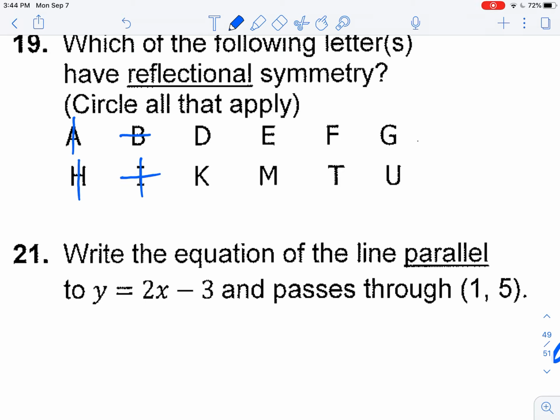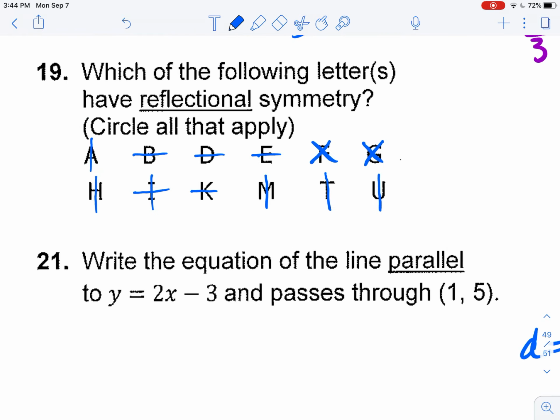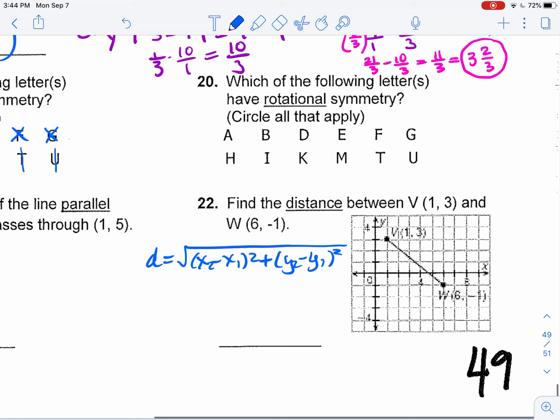So the only ones that don't are the F and the G. It didn't say over which axis. So that just means if you could fold it on itself somehow, either vertically or horizontally, all of those. Nice. All right, 20. Which of the following have rotational symmetry?